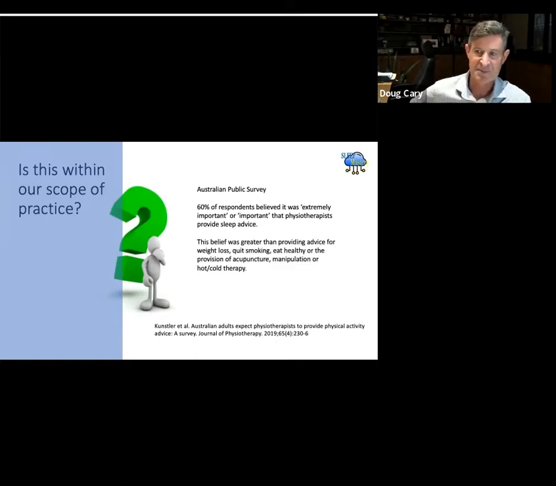Now, this belief of the respondents was greater than that we should be providing advice about weight loss, giving up smoking, eating healthy, provision of acupuncture, manipulation, or hot cold therapy. So they're things physios do fairly routinely, really. And yet the public believed that sleep was more important than these other things that we as physios would consider something we would do routinely.